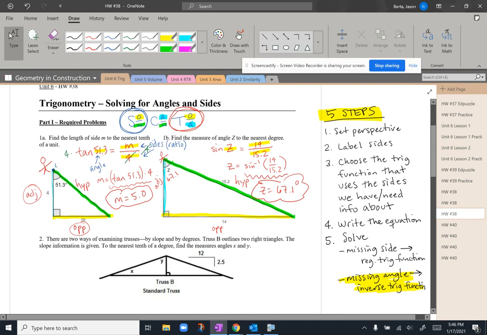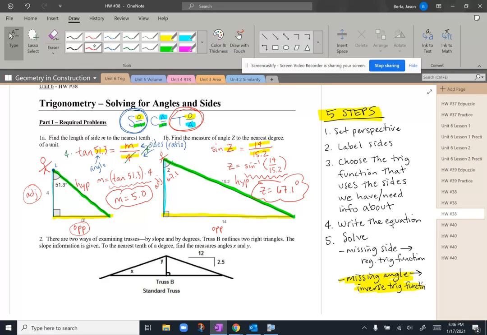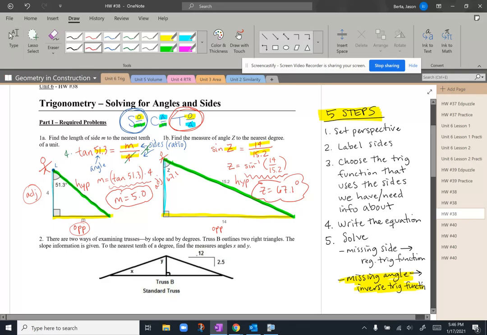Number two, I'm not going to go through the whole thing, but I will set this problem up for you. So here we are given the slope of the roof. Well, what we can do is we can actually make a similar triangle that is based on the ratio of the rise and run that we are given of the slope of the roof. So our triangle will look like this.